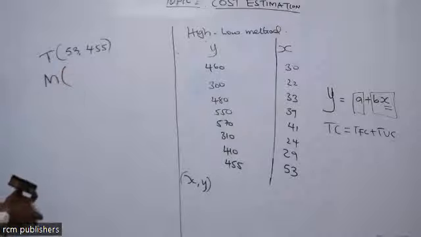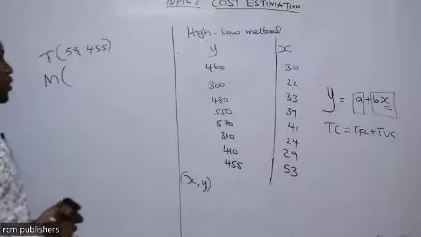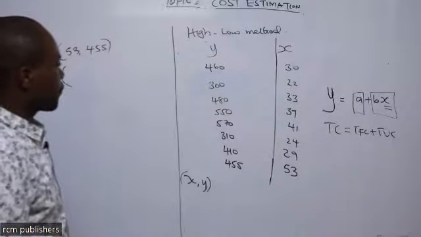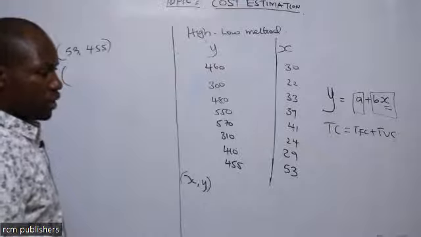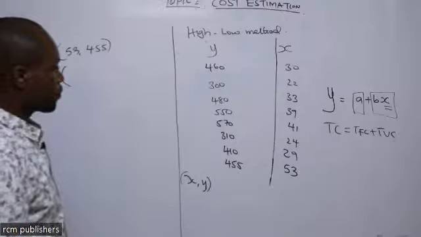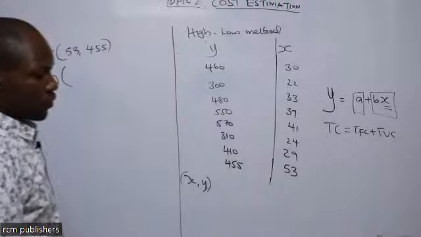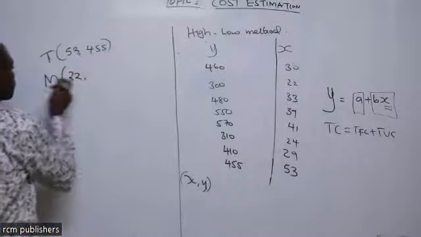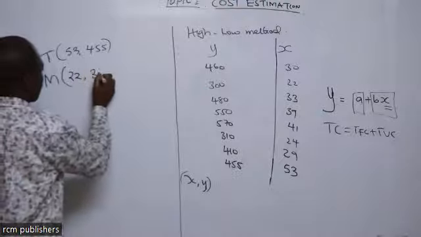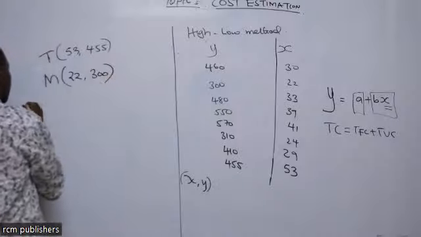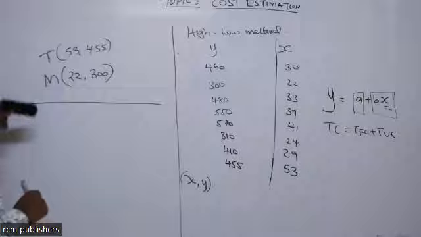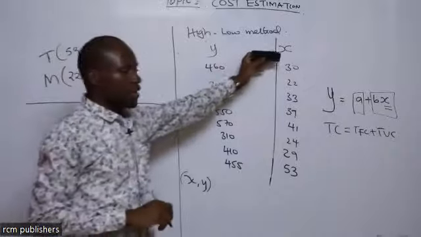Okay. Can someone give us the combination of the lowest value? Which one are we going to have? 22, 300. So that is set A, of somebody who has started considering this highest and lowest value starting from the x side.